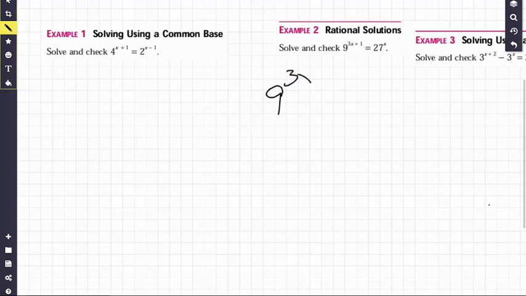So 2 to the 3x and 9 to the 3x and 9. Remember, we used that earlier. We broke it down.